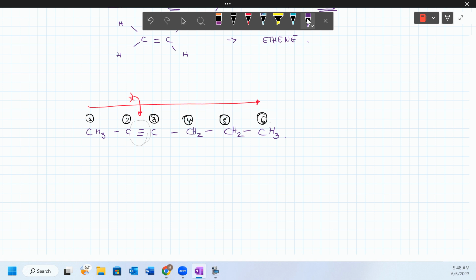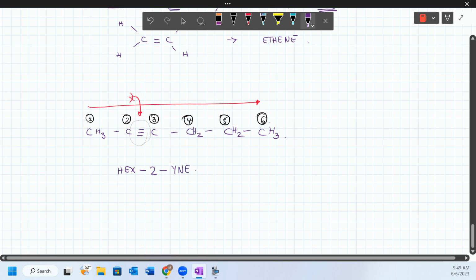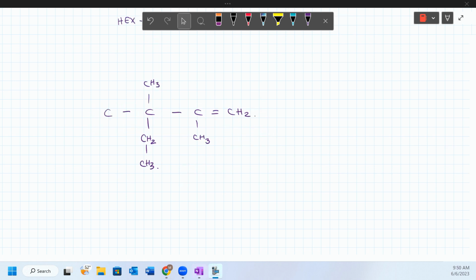So since we have a 6 carbon chain, we'll name it hex for 6. At the second place, we have a triple bond, so 2. And then, since it is a triple bond, it's with the ending Y and E. Make sense? If this was a double bond, then the ending would be E and E. So hex-2-yne. Okay?